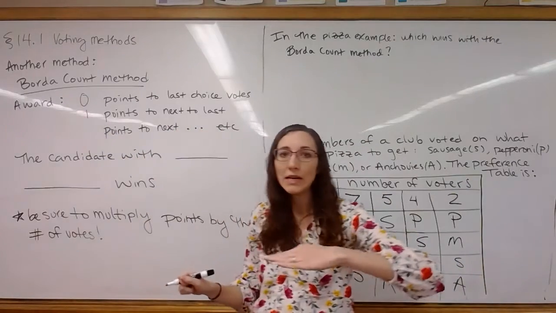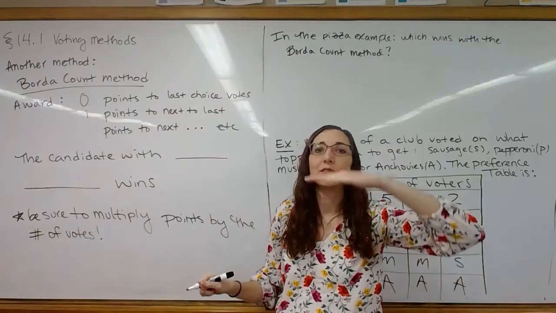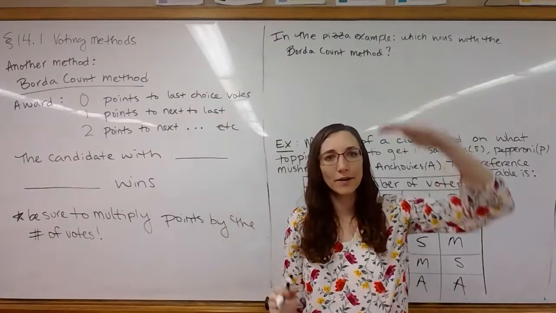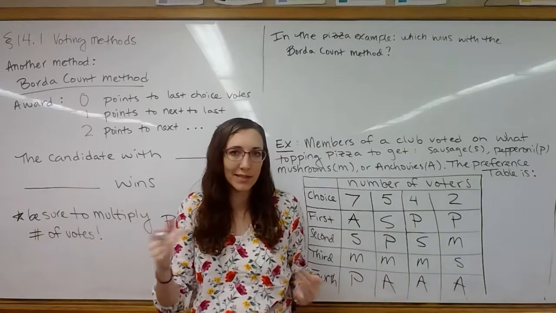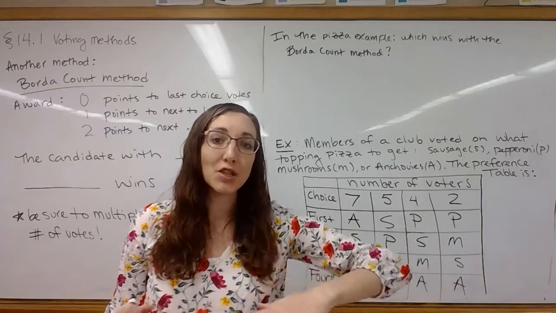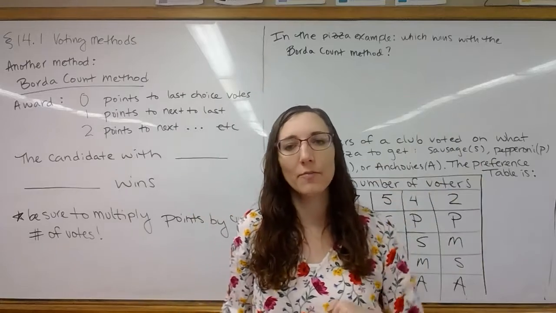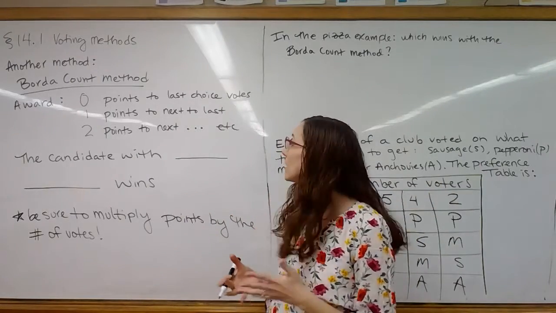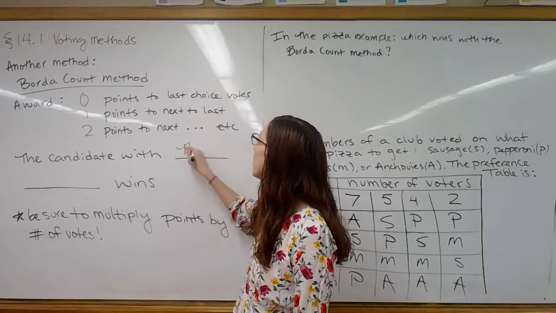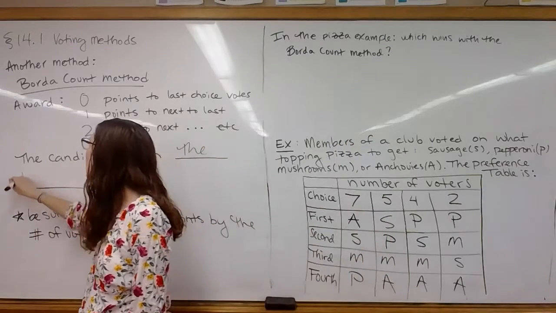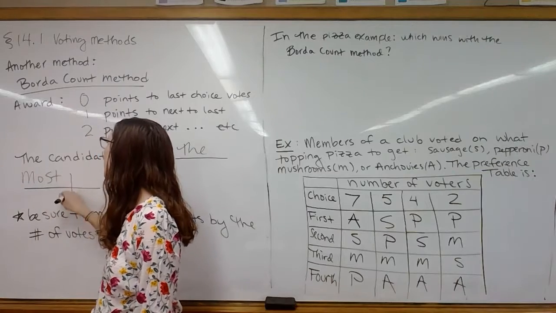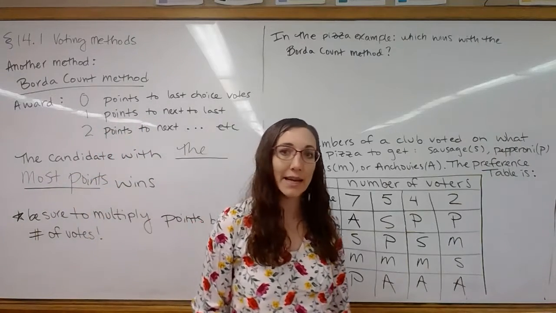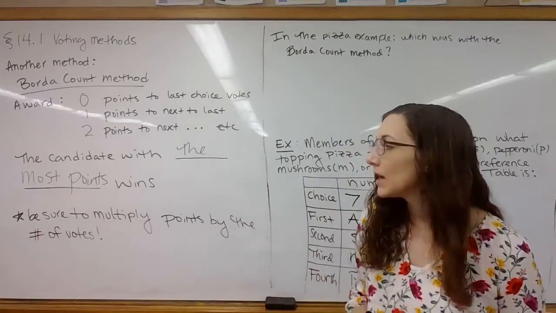1 point for next to last, and then once you're one higher than that, 2 points for whoever's next. And you just keep going, it depends on how many candidates there were. But start at 0 on the bottom and then keep going up from there. And then what we're going to do is just total all of the points. And the candidate with the most points wins. So we're going to tally and count up all of those points.